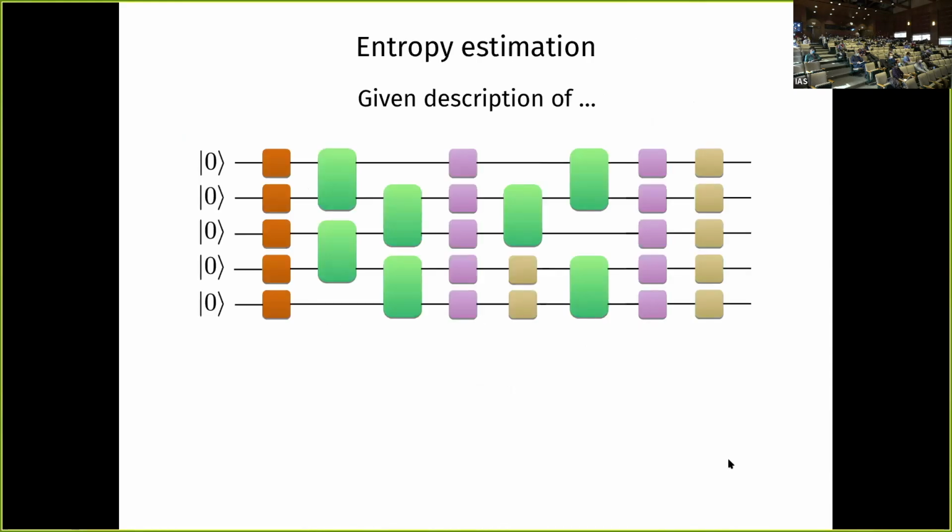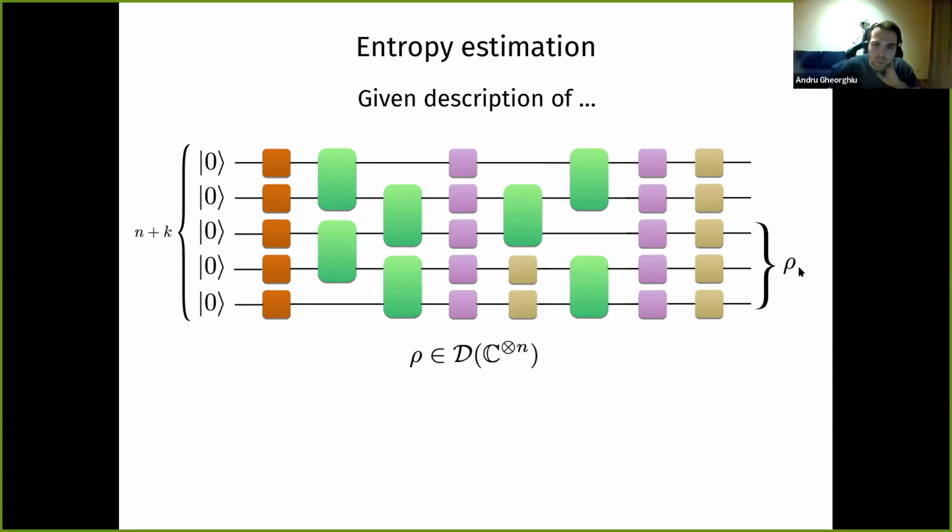Okay, so the problem we'd like to look at is the following. Suppose you're given the description of some quantum circuit or a classical circuit. We'll look at both problems. And this quantum circuit acts on some number of qubits that are all initialized as 0, and then it outputs some n qubit quantum state rho. The goal will be to estimate the entropy of this state.